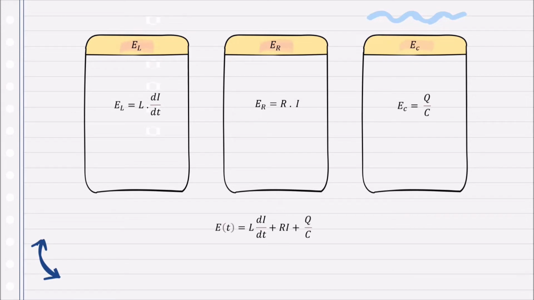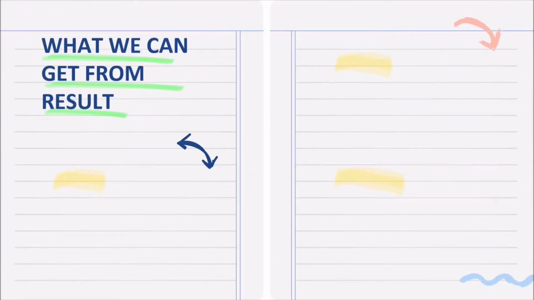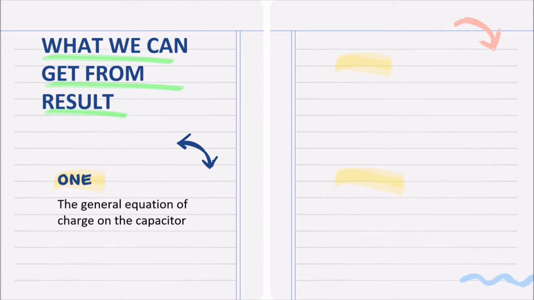Since we know that E(t) is the sum of E_L, E_R, and E_C, our E(t) becomes this equation here. Finally, we substitute I equals dq/dt, and we obtain our final equation. As observed, it is a second order differential equation. It can be solved by using a non-homogeneous differential equation to obtain the general solution in this form. While doing this project, what can we get from the result? First, the general equation of the charge on a capacitor.